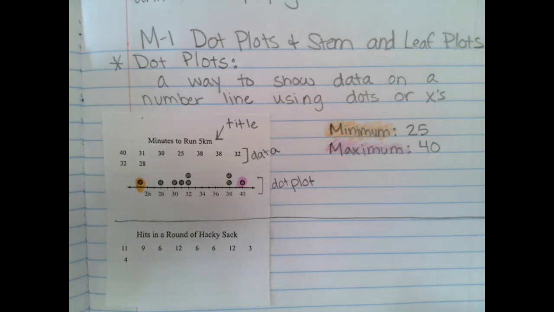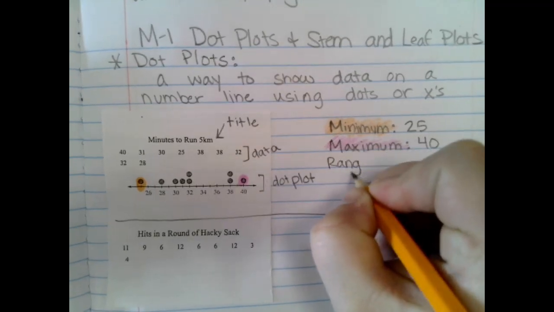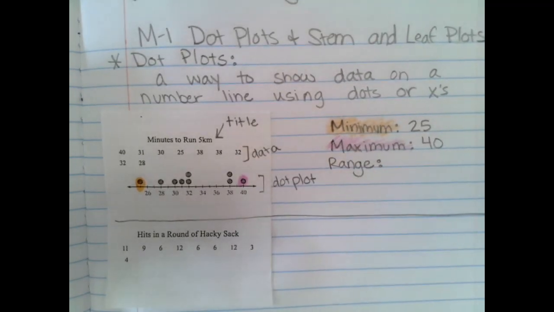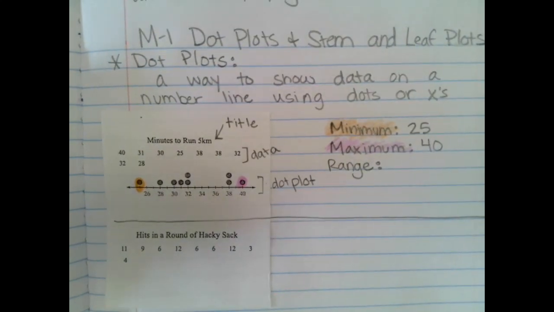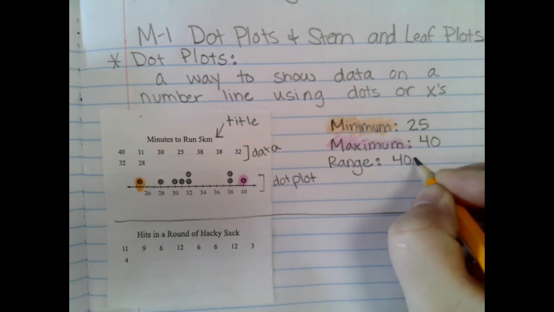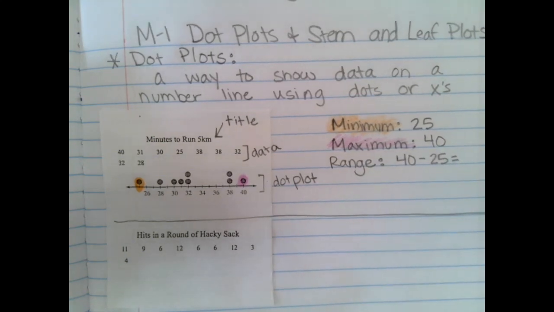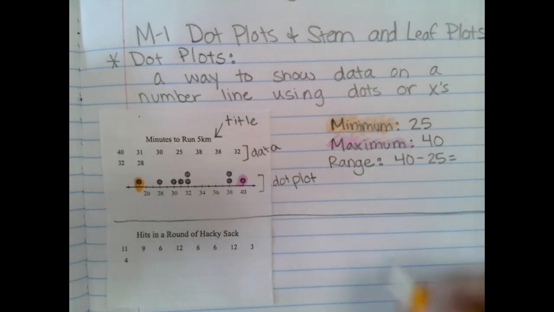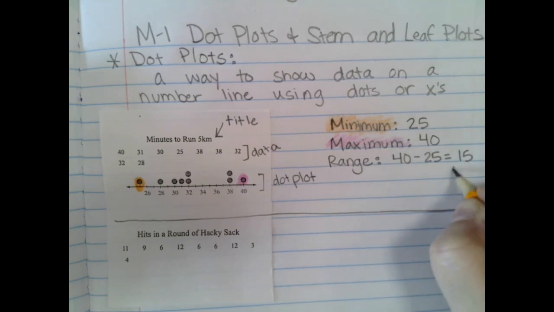All right, our next part is that we're going to find the range. How do we find range? Good, we do our maximum minus our minimum. So what is our maximum? 40 minus our minimum, 25. And we get 15. So our range is 15 minutes.